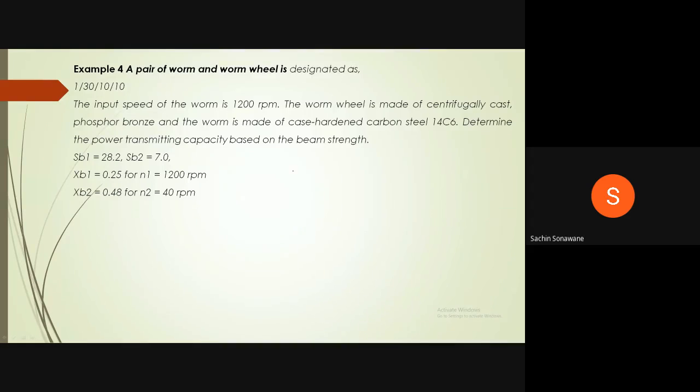A pair of worm and worm wheel is designated as 130 10 10. The input speed of the worm is 1200 rpm. The worm wheel is made of centrifugally cast phosphor bronze and the worm is made of case hardened carbon steel 14C6. Determine the power transmitting capacity based on the beam strength. Take SB1 equal to 28.2, SB2 7.0, XB1 equal to 0.25 for N1 equal to 1200 rpm, and XB2 equal to 0.48 for N2 equal to 40 rpm.